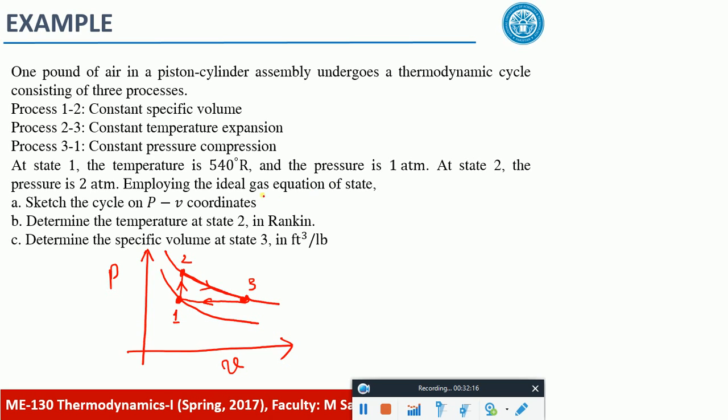Okay, fine. It is asking about the temperature at state 2. So at state 2 you would have T2 equals P2 V2 over R. Oh, I'm sorry, that was PV over R, T equals PV over R, this is 2, and this would also be 2, right? So come on, tell me, how can you find T2?